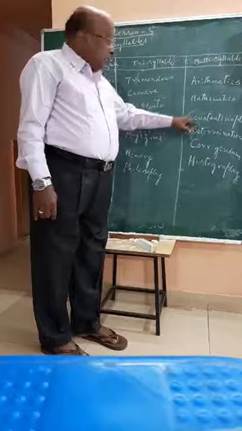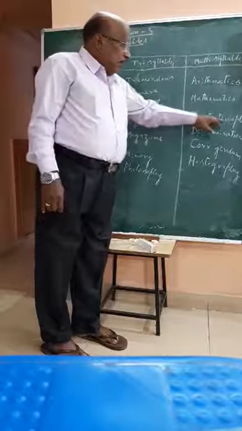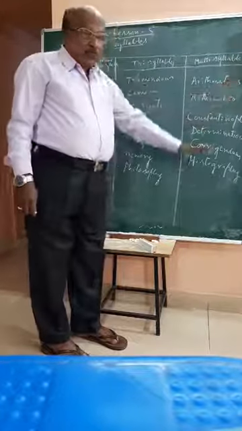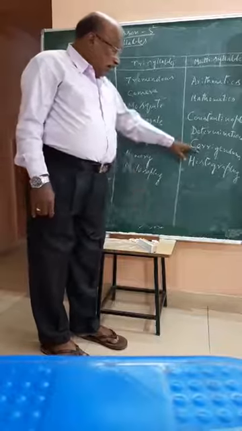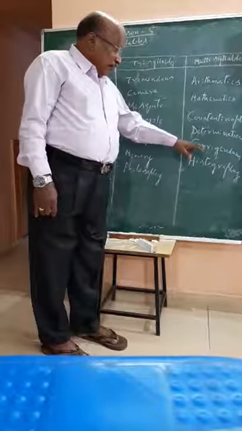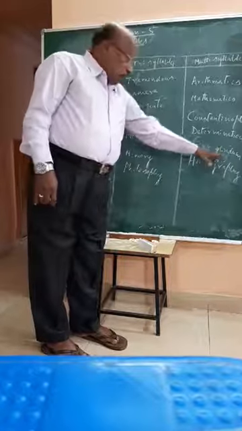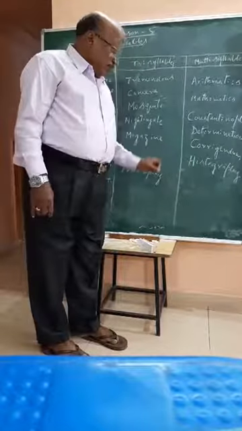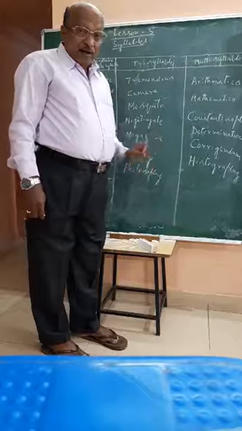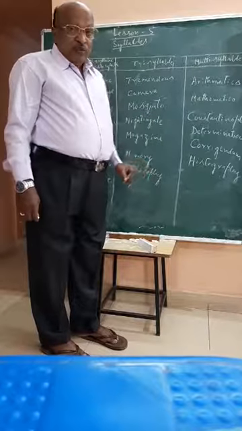Constantinople. Con, first cut. Stan, second cut. Ti, third cut. No-ple, next cut. Next, corrigendum. Cor, re, second cut. Gen-dum, third cut and fourth cut. Then, historiography: his, to-gra-phy. This is the thing.